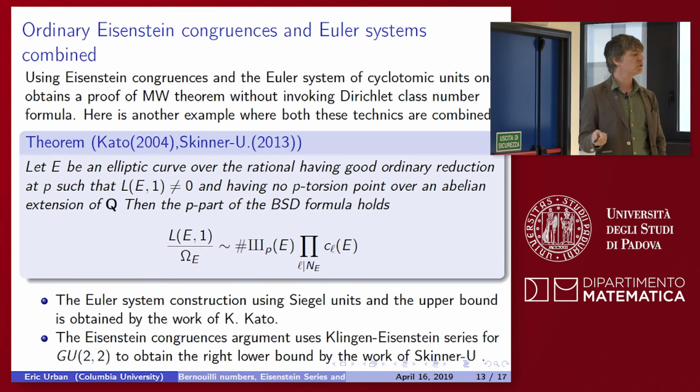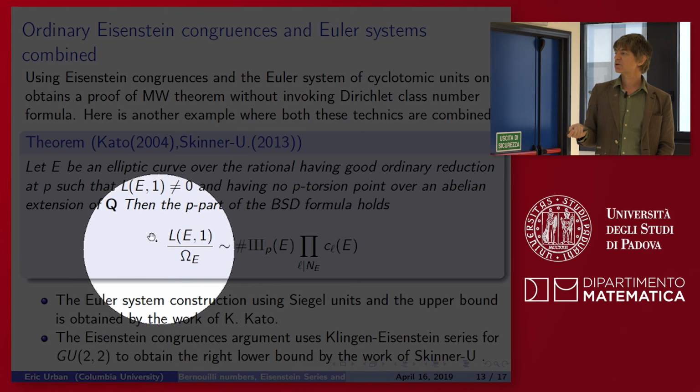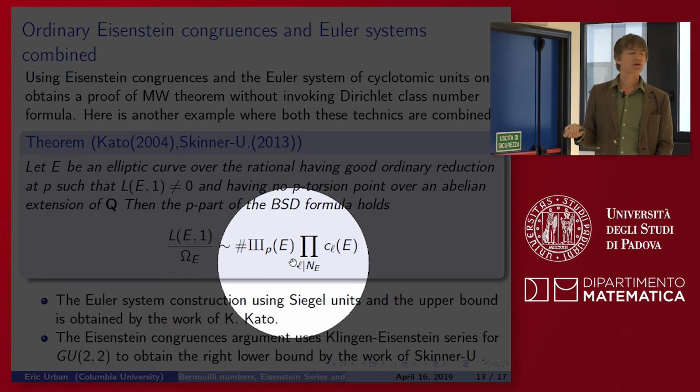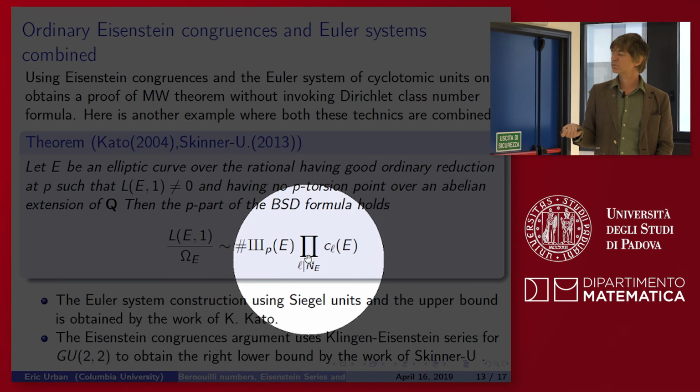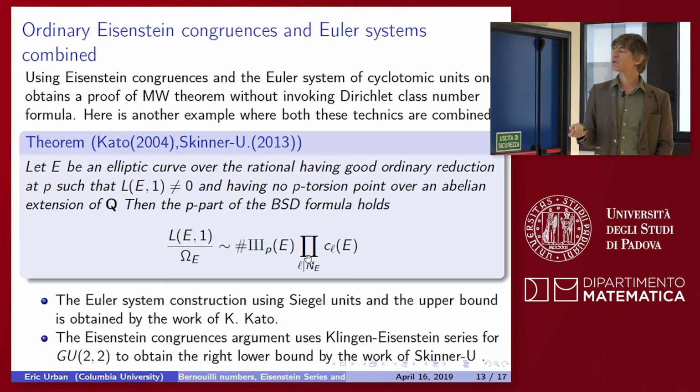Instead of using cyclotomic units, he used Siegel units, which are units on the modular curves. And then with Chris Skinner, we studied Eisenstein congruences, but not for GL2, but for the unitary group GU(2,2), to find that this L value divides the size of this group times this Tamagawa number. It's not as simple as that, because again, we have to use Iwasawa theory to make this work precisely. But this is the main idea.